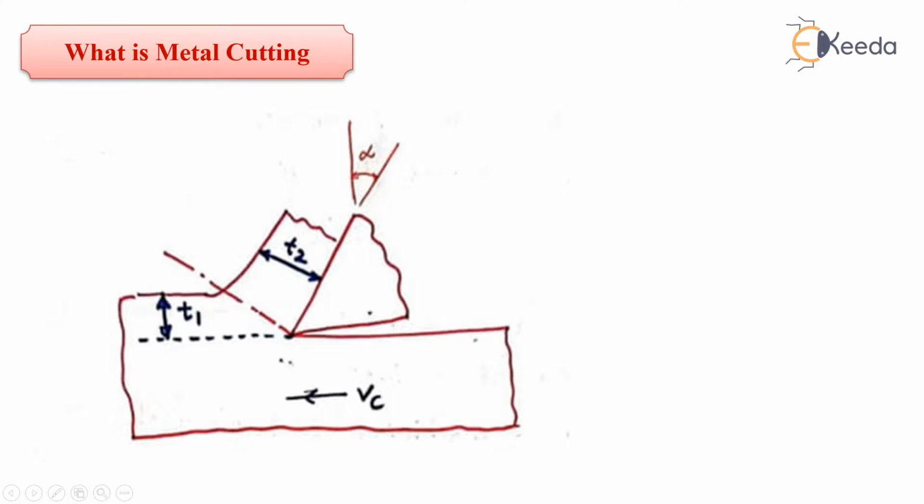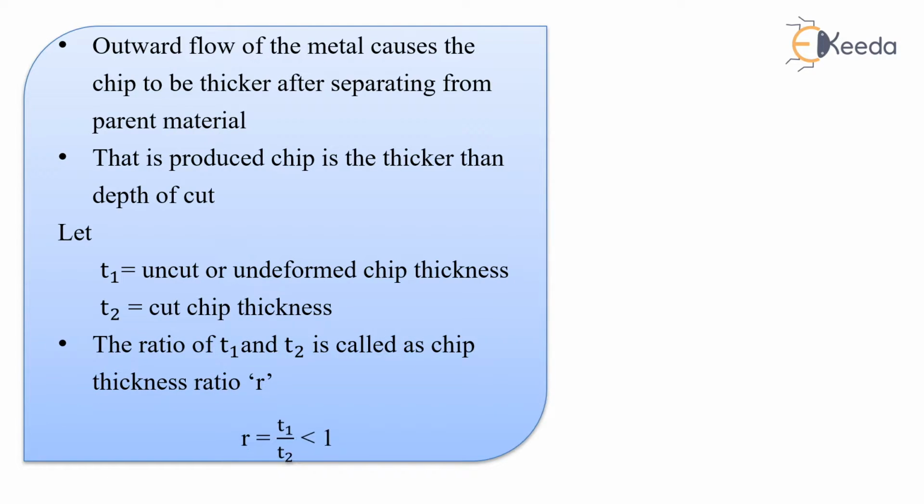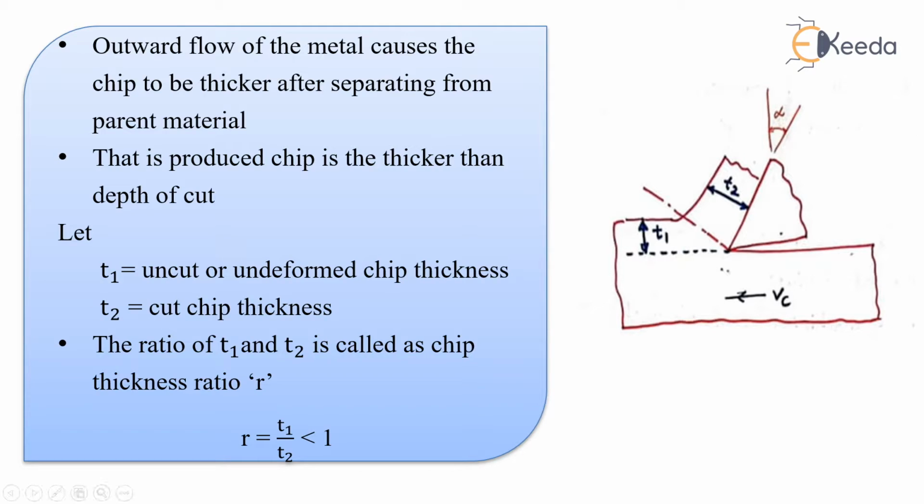This is the outward flow of material, yes or no? That is the cut chip thickness. This T1 is the undeformed or uncut chip, which is still present inside the workpiece. This is the cut chip from the workpiece. So the thickness of this cut chip, that is T2, is always greater than T1. See here, the outward flow of the metal causes the chip to be thicker after separating from the parent material. The reason I explained just now. That is, the produced chip is thicker than the depth of cut.